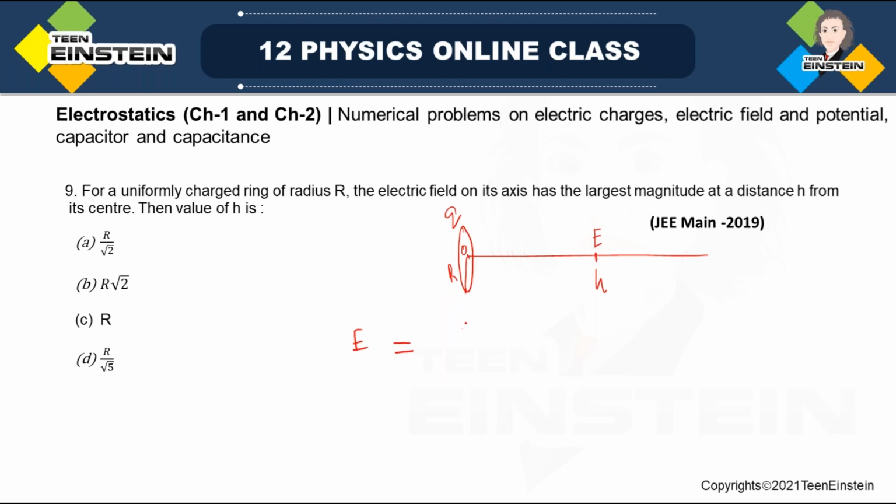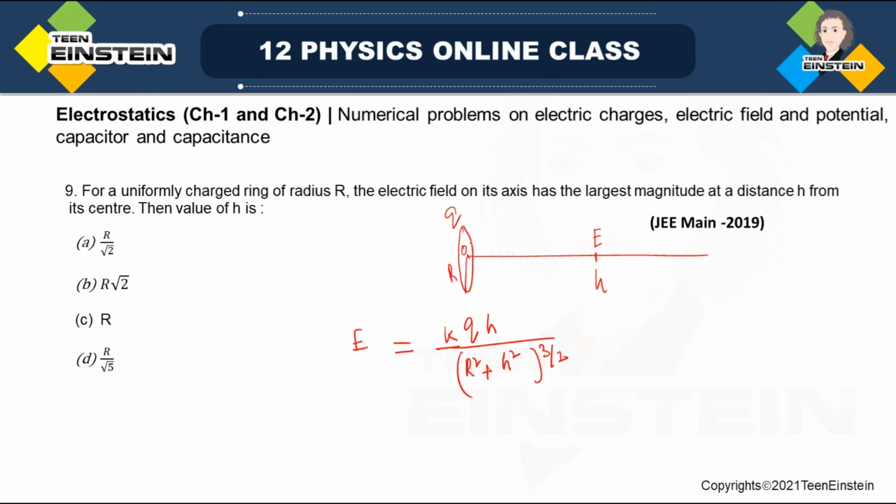It will be obtained as Qh divided by (r square plus h square) whole to the power 3 by 2, along with a constant quantity k. So this will be the electric field. The constant quantity is 1 by 4 pi epsilon naught. This is k.